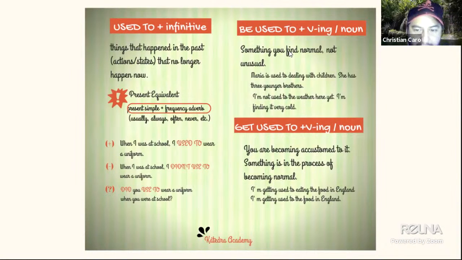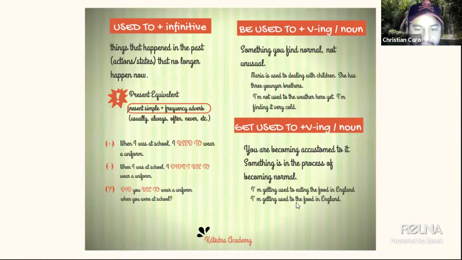For example, you're becoming accustomed to something. Te estás acostumbrando, no es que estás acostumbrado, sino que te estás acostumbrando recién. I'm getting used to eating the food in England, for example. Recién me estoy acostumbrando a comer la comida en Inglaterra porque no estoy acostumbrado. ¿Eh? I'm getting used to the food in England. También puede ser. Me estoy acostumbrando a la comida en Inglaterra, me estoy acostumbrando a comer. Yes.